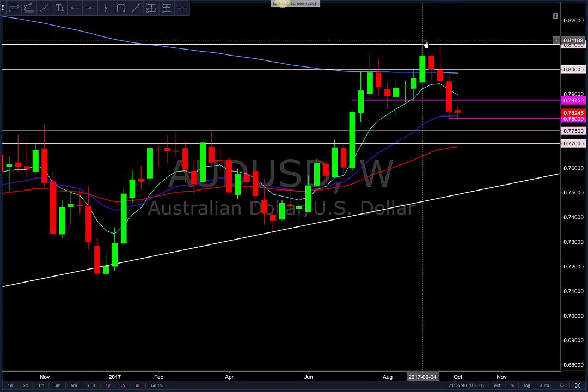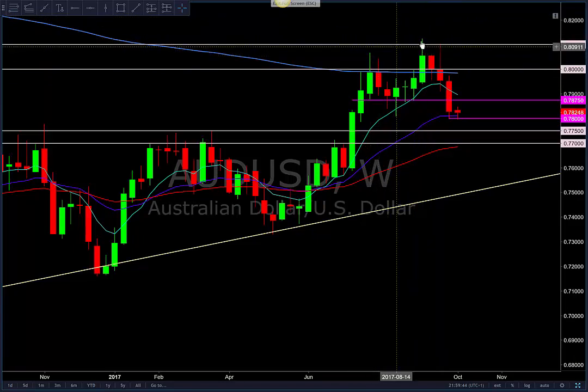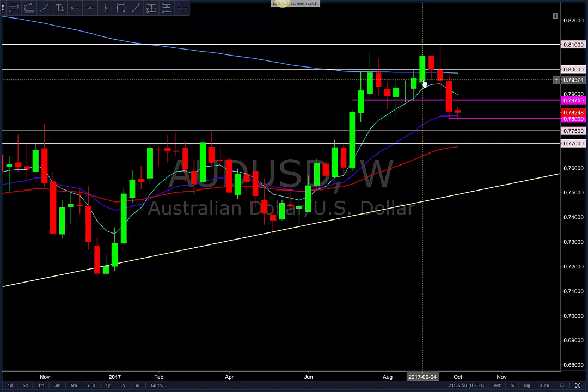It didn't actually manage to get much further than this high here, so there's not a great deal of distance in terms of height between these two high points. So that implies that there wasn't really enough buying strength to move this market on, and that would be perceived in some ways as a sign of weakness.